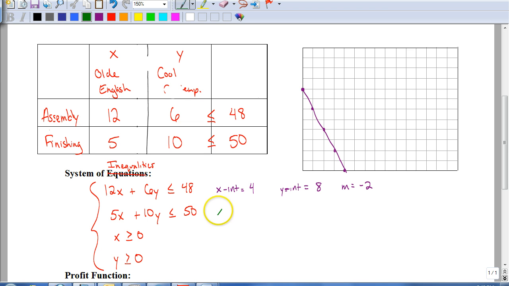This next one, my x-intercept is going to be, again, where y is 0, so I get my x-intercept is 10. My y-intercept is 5. And for this one, my slope would be the opposite of 5, so negative 5 divided by 10, which is negative 1/2. 1, 2, 3, 4, 5 is my y-intercept. Go down 1 to the right 2.